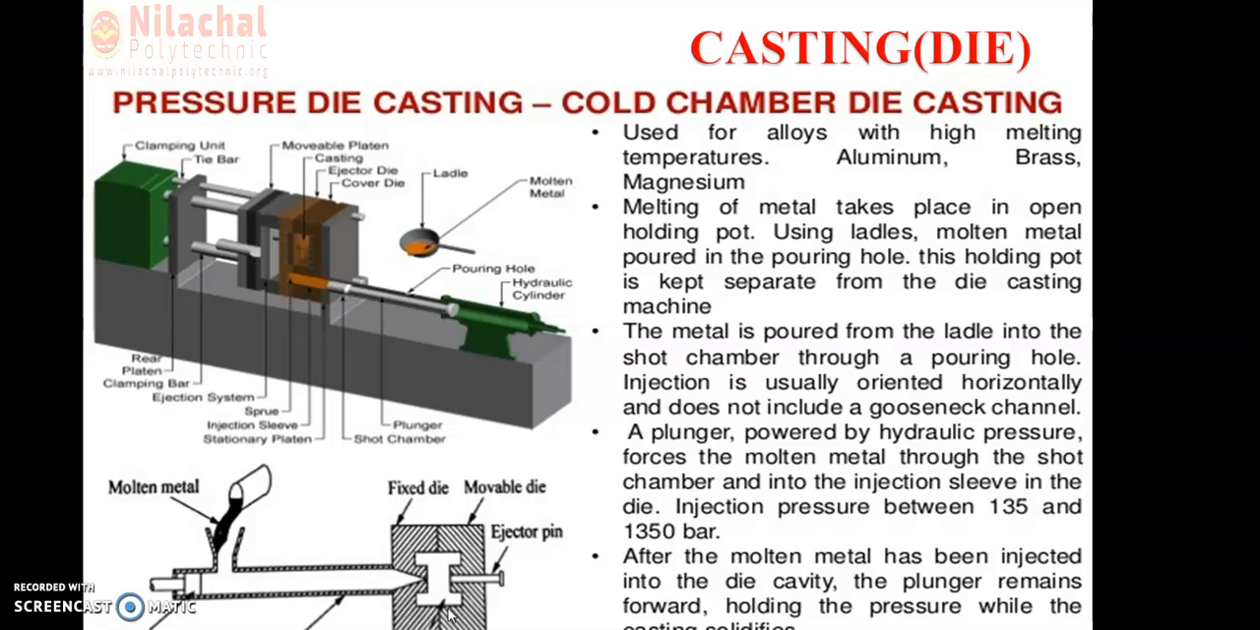Long die life is obtained. Less floor space is also required compared with sand casting, because in sand casting we have to prepare the mold, keep the pattern, and we require some floor space to provide for the sand. In comparison to that, in the die casting process the floor space is very minimal. The next advantage is that unit cost is also minimum.